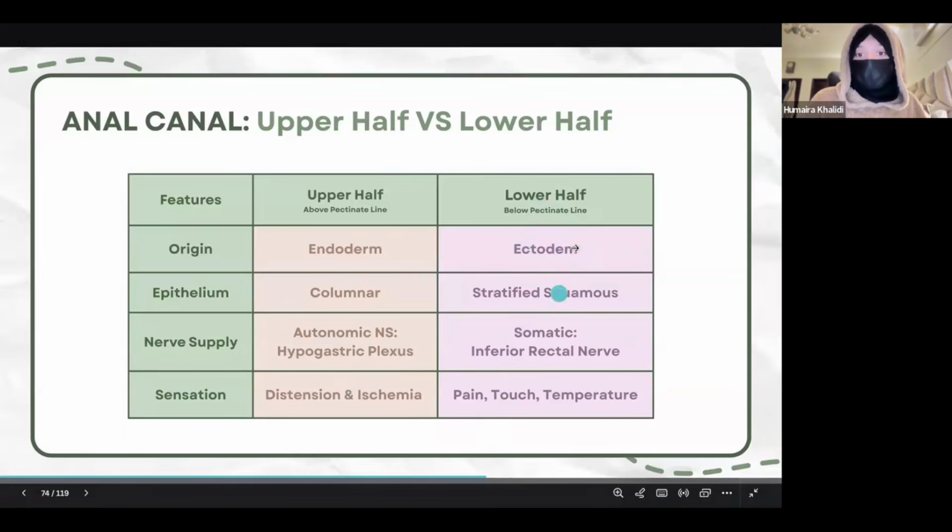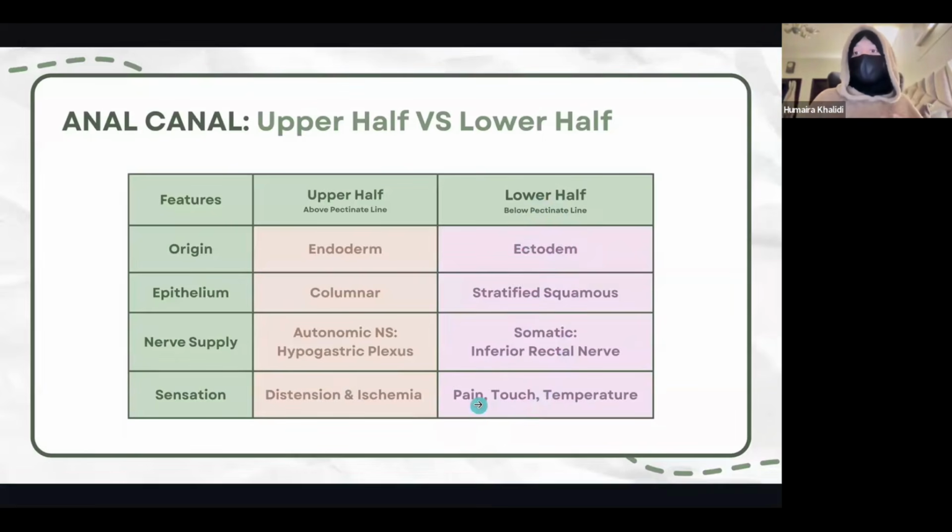And then the lower half of the pectinate line, you're going to have pain, touch, and temperature, which is what? Basic skin sensations. Basically, it all makes sense. The ectoderm is the superficial-most layer of the skin. That's the reason the lower half of the pectinate line is more superficial. And then you have the stratified squamous, again an epithelium which is more superficial. Somatic innervation, obviously, is more superficial. Inferior rectal nerve: pain, touch, temperature.